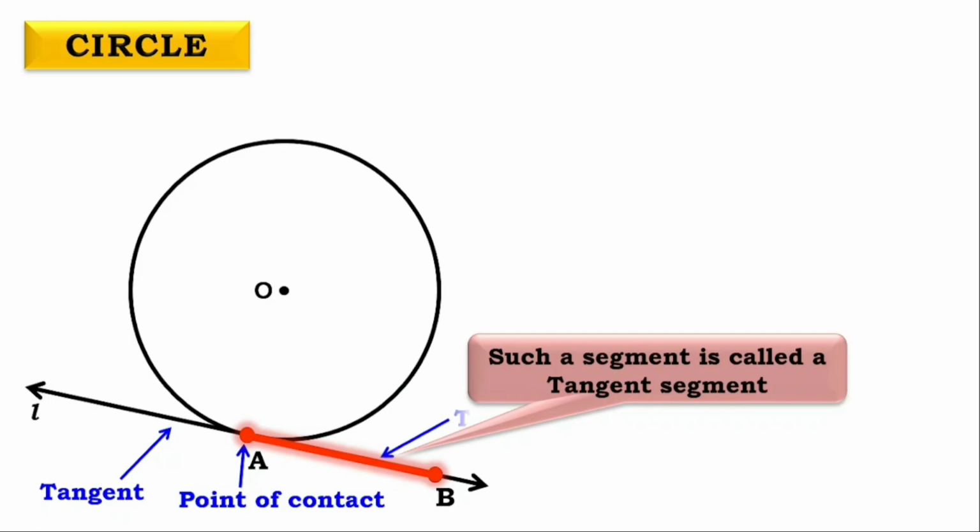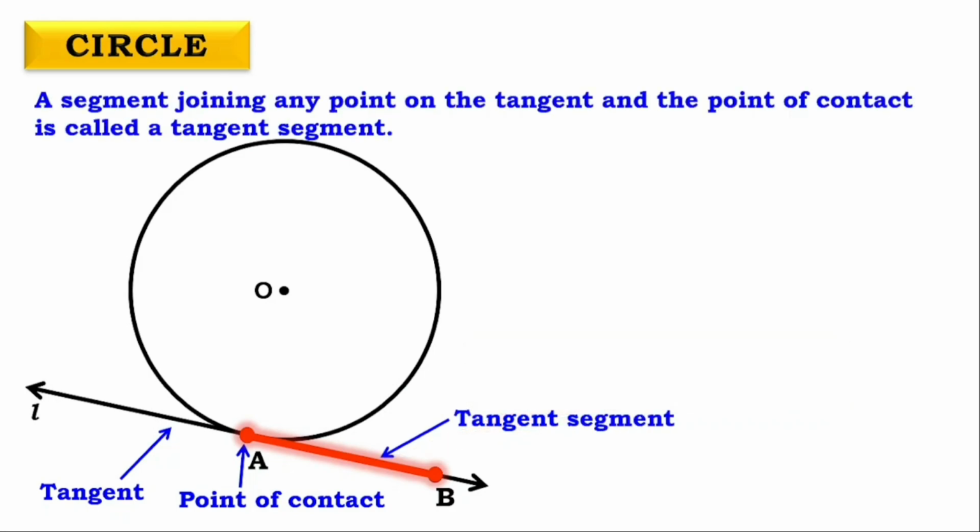Now let us define this. So this is a tangent segment. Let us see the definition. A segment joining any point on the tangent and the point of contact is called a tangent segment. So a tangent segment is a segment where one of the endpoints is on the tangent, and the other endpoint is what? A point of contact. Understood? You can see this in the figure. This AB is a tangent segment.